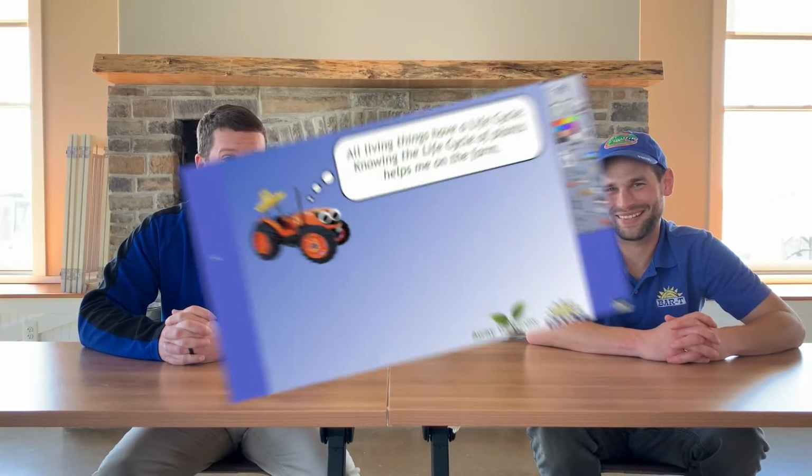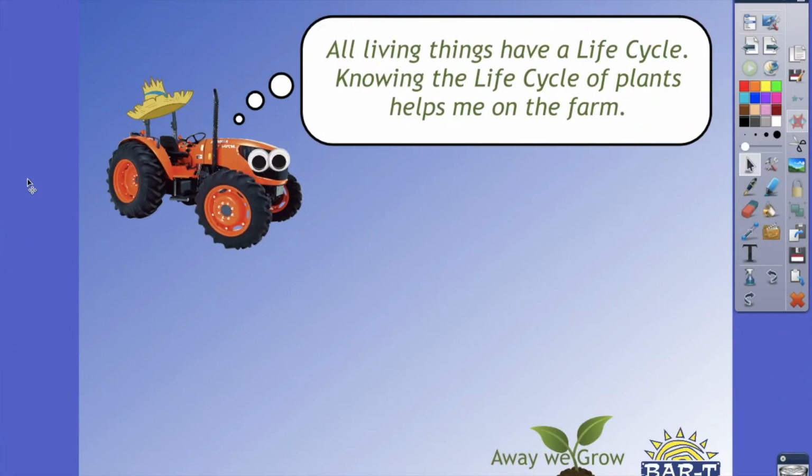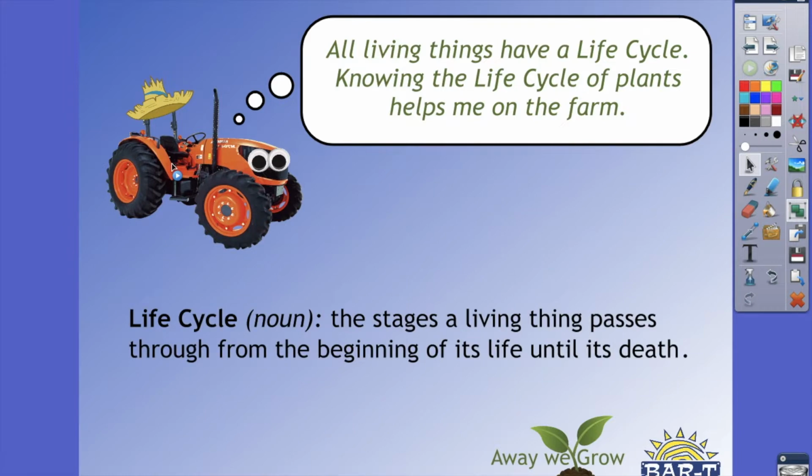Let's get going. So we know that all living things have a life cycle, and knowing the life cycle of plants helps out Farmer Nick and his friend Mighty Mac the tractor out on the farm. Let's take a look at the definition of a life cycle. A life cycle: the stages a living thing passes through from the beginning of its life until its death.